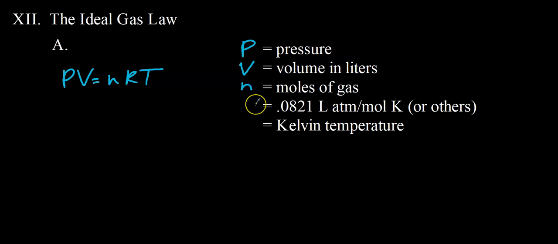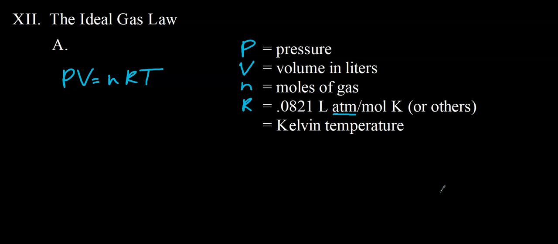N, as we saw before with Avogadro's law, is the amount of the gas in moles, not grams, so be careful. And then R is called the ideal gas constant. It's just a proportionality constant, so it helps to turn the proportion into an equality. So we get PV equals nRT, not PV is proportional to nT. The value for R depends on the units of pressure for P. If P is in atmospheres, then the value of R is 0.0821.